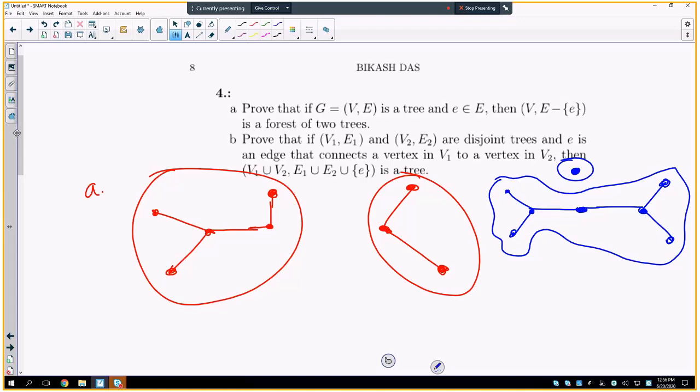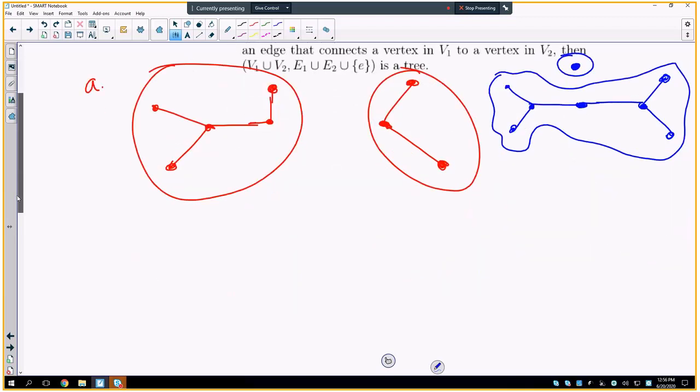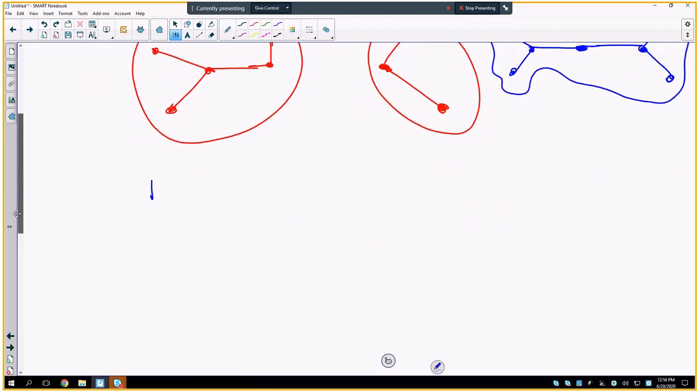The other way around, part B is saying if (V1, E1) and (V2, E2) are disjoint trees and E is an edge that connects a vertex of V1 to a vertex of V2, then the union of the vertex sets and the union of the edge sets with this new connection is going to form a tree. So again, it's a pretty simple exercise.